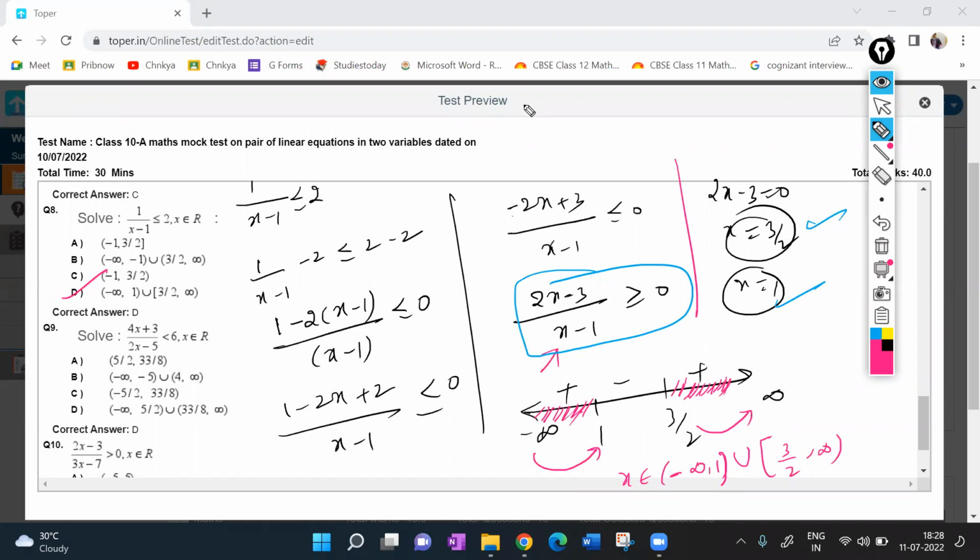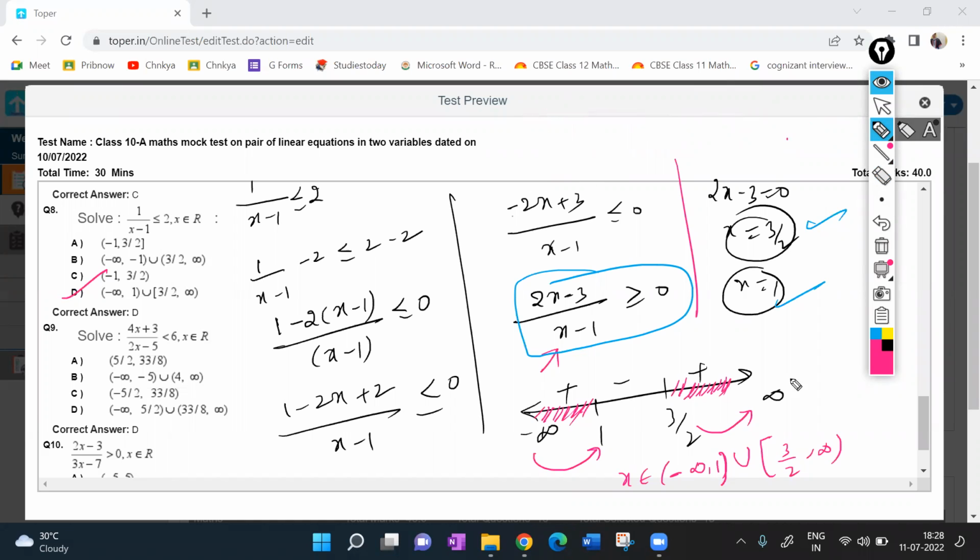If you include 1, what happens? 2 into 1 minus 3 by 1 minus 1 greater than or equal to 0. So what you get is minus 1 divided by 0 greater than or equal to 0. Minus 1 divided by 0 is what, undefined or not, beta? So the function is becoming undefined, an indeterminate form. Something by 0 is not defined, correct? So that is the reason we are not including 1. If I include 1, what happens? Tell me. It's not possible. The function becomes undefined.